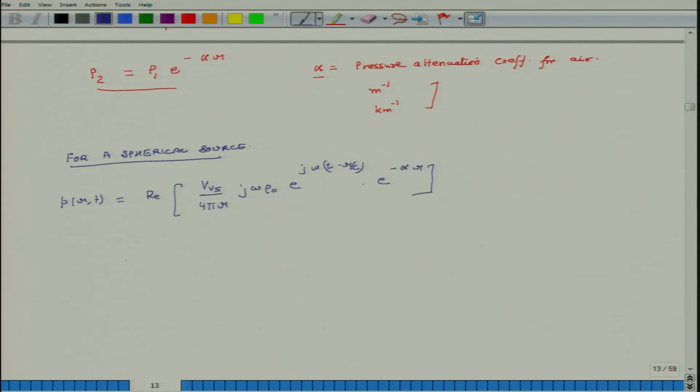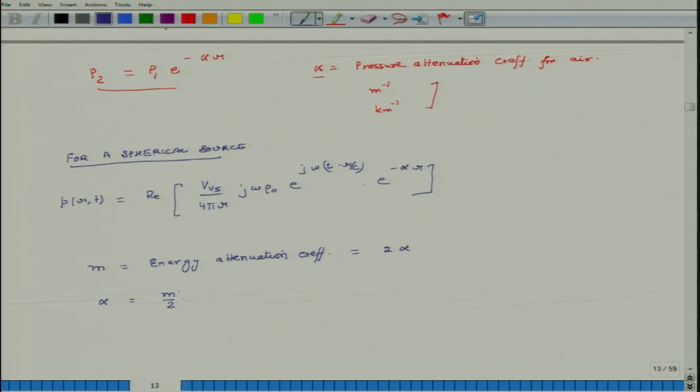A lot of times we also define a parameter m. So, m is called the energy attenuation coefficient. Mathematically, the energy attenuation coefficient is nothing but twice of alpha. You can verify this relation mathematically. So, because of this, alpha is equal to m over 2.